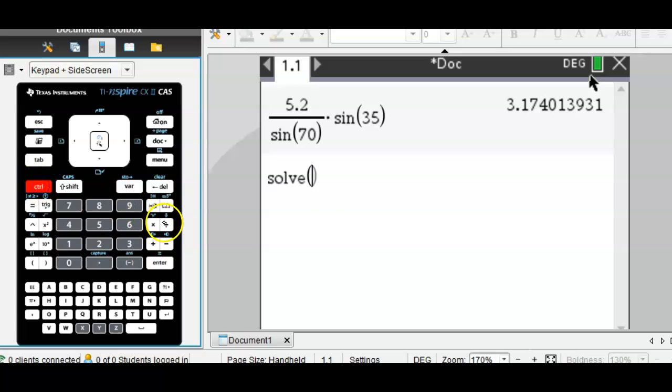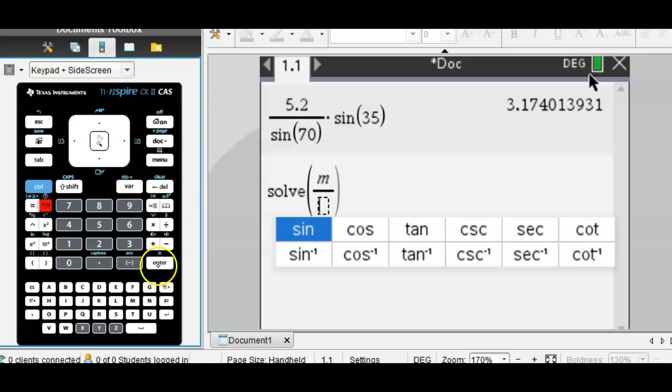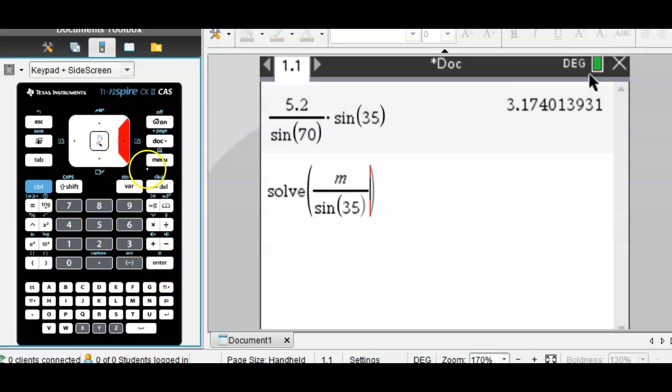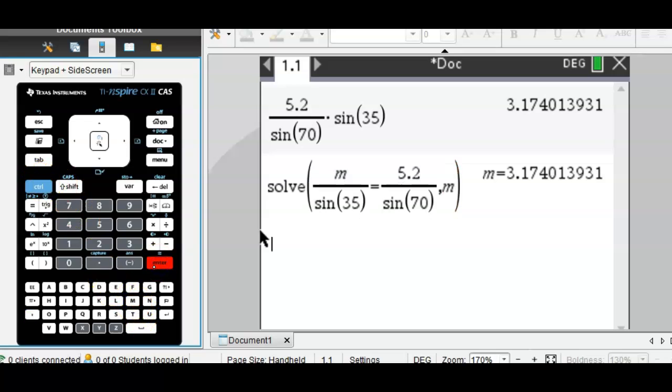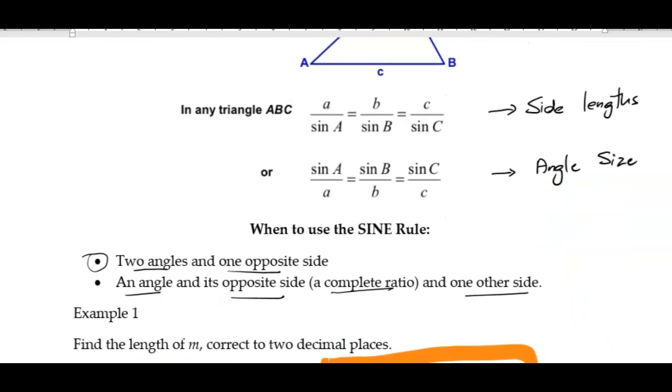I'm going to enter my two ratios, so m divided by sine 35 equals 5.2 divided by sine 70. Since we're solving for m, I'm going to put a comma, m, control enter. That also gives us the answer m equals 3.17. So obviously we can use the solve function if we are trying to find the length of a missing side.